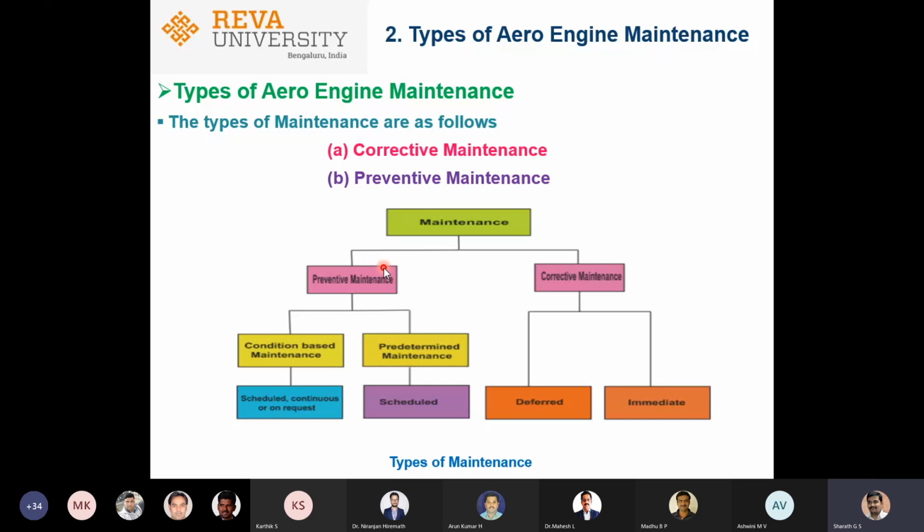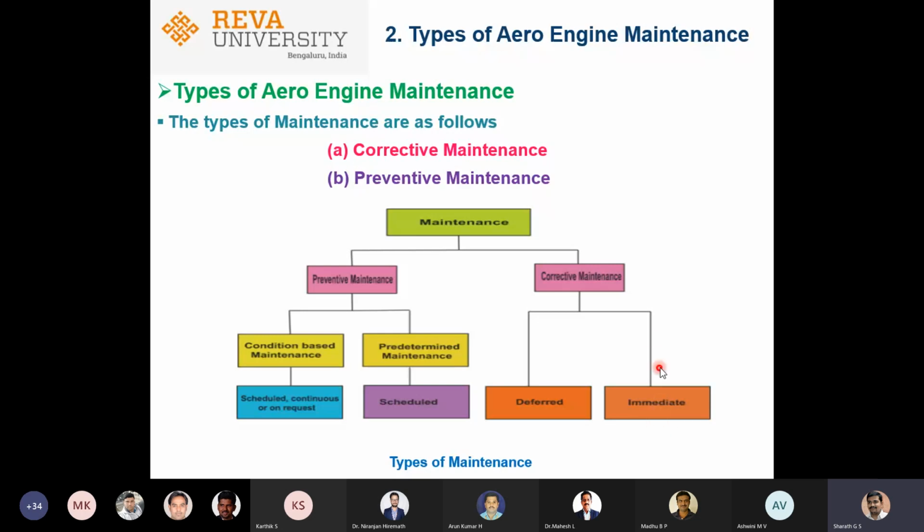So maintenance is divided into corrective maintenance and preventive maintenance. And again, corrective maintenance is divided into immediate maintenance and deferred maintenance. Immediate maintenance is something which has to be addressed in order to make an aircraft or engine readily available for the flight line, or for the operations or to put into service. It has to be put back into service immediately.